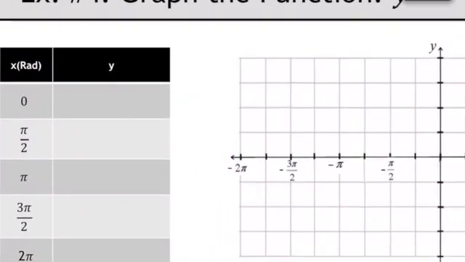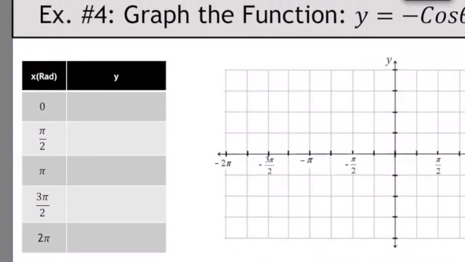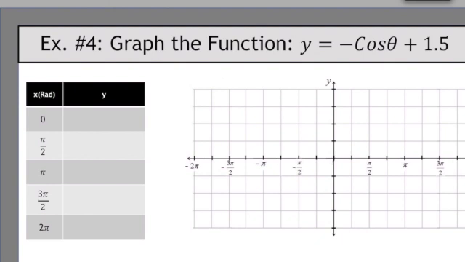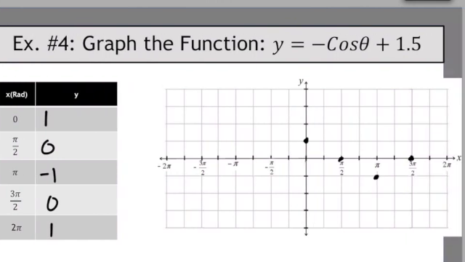So my parent function for cosine is always going to start at 1, since it's cosine. So 1, 0, -1, 0, 1. It's going to help you a lot if you can remember those points. So at 0 we've got 1. At pi over 2 we've got 0. At pi we've got -1. At 3 pi over 2 we've got 0. And then at 2 pi we've got 1.